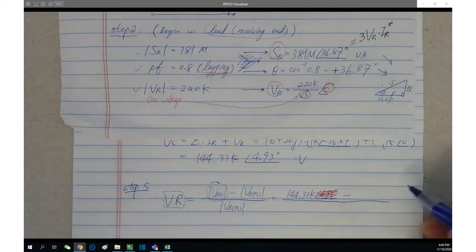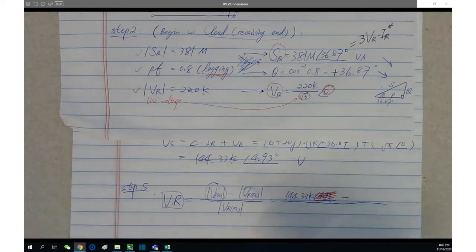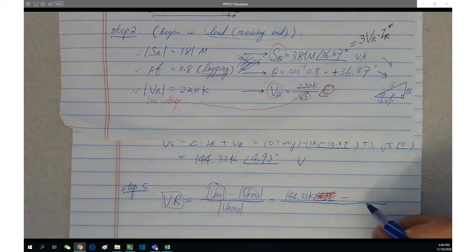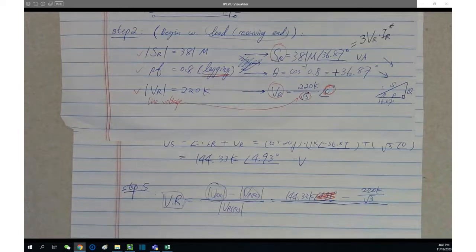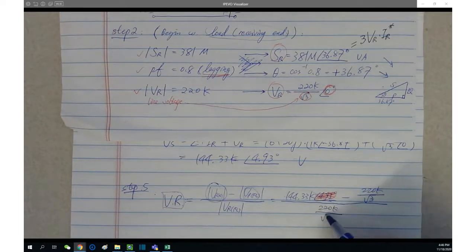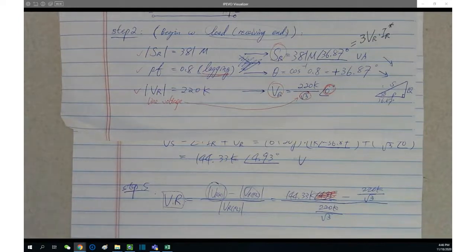This magnitude minus the full load, this guy, full load VR is equal to what? Anyone knows? VR full load is what's given to us, isn't it? Exactly. That's given to us. This guy. Not 220 kilo, no. Because your VS is obviously the phase voltage. Your minus, this must be phase voltage as well, not line voltage. 220 is line, remember? Then divide by 220K over square root 3.